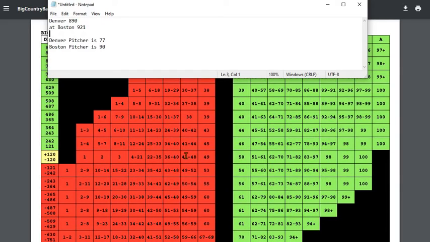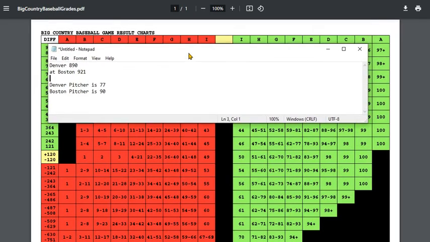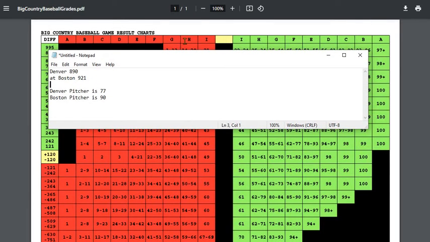Uh-oh, they're going to lose. So red's bad. That means that Boston's lost. But we don't know the score. The score for that 47 is now H. So I'm going to make a note here. So against 90, we're going to look at H.